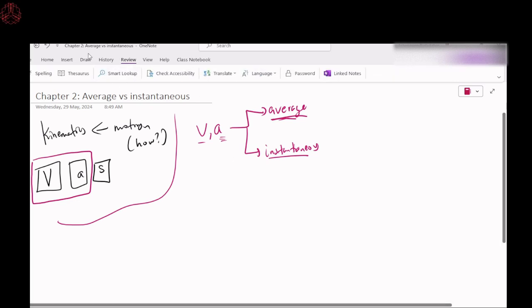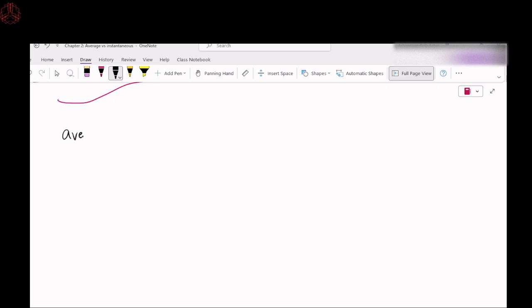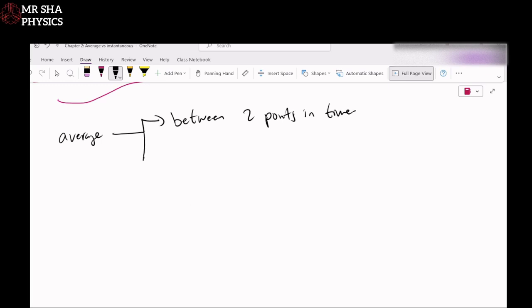Let's define this here. When we talk about average, what we mean is between 2 points in time. Now, what that also means is that we disregard what happens between them.